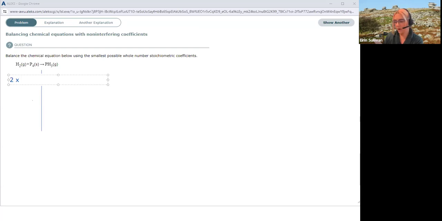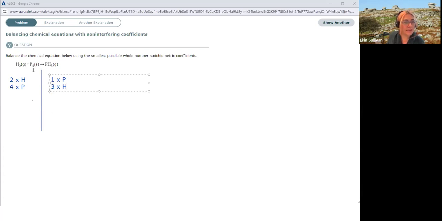So we've got 2 hydrogen atoms on the left side and we've got 4 phosphorus atoms on the right side. Okay, and remember, whenever you change anything, you need to update your accounting. So we've got 1 phosphorus on the right side and 3 hydrogens on the product side. Okay, so I want to try and get this PH3 looking okay to start with.